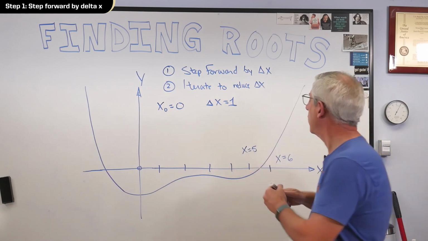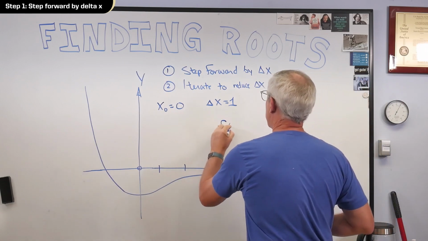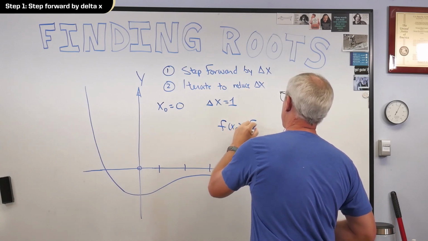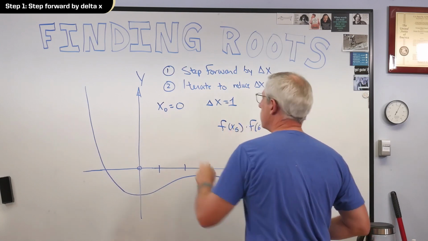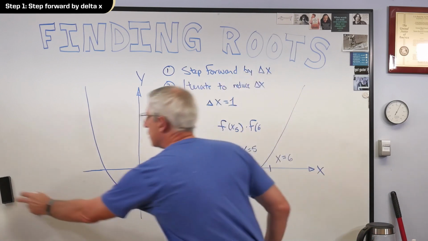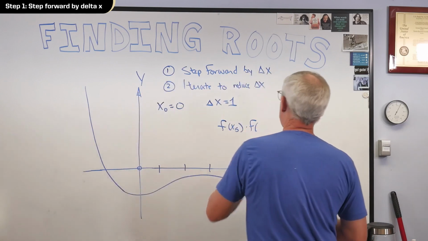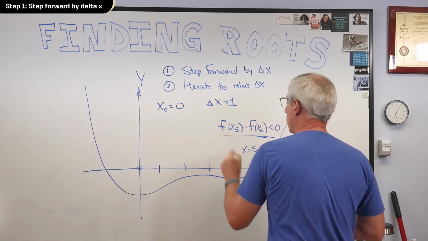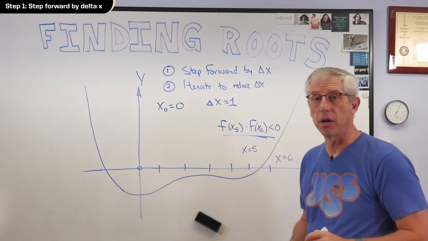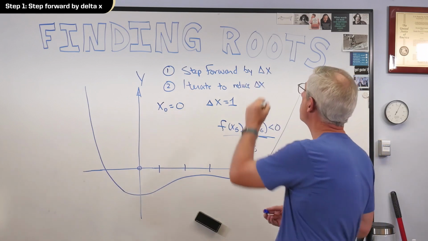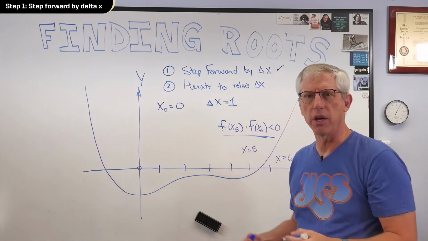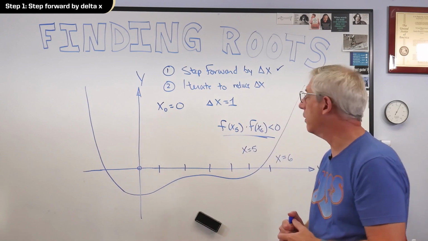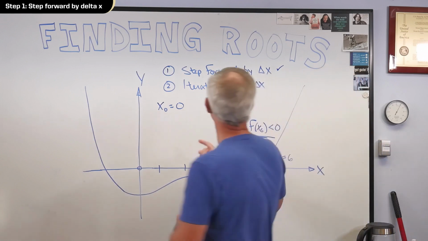When I multiplied, and I'll write this out, f of x5 times f of x6. Less than 0. That means I've crossed the axis. Okay, so that's step 1 done. Now I'm going to just walk you through it in words here, and then we're going to go on to the MATLAB, and I'll show you how to calculate it step by step. So we've got that part done.